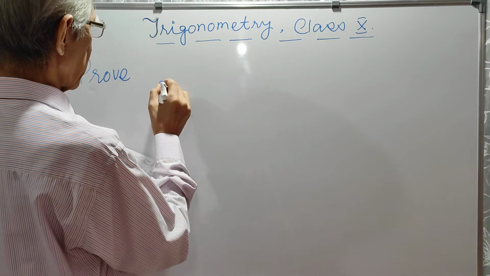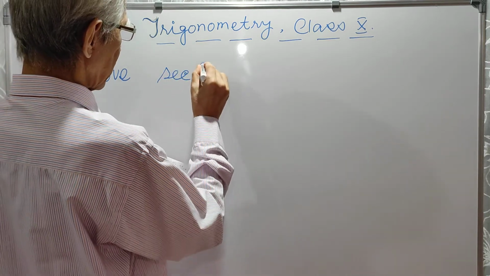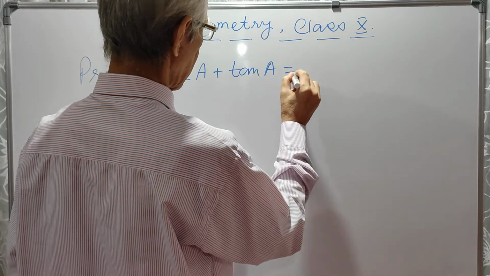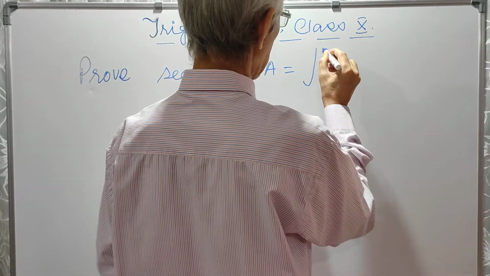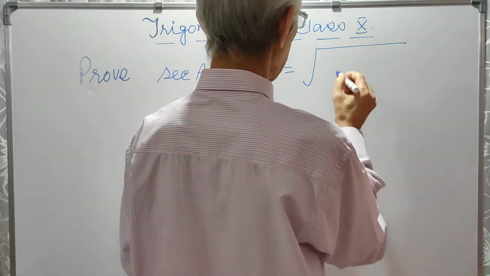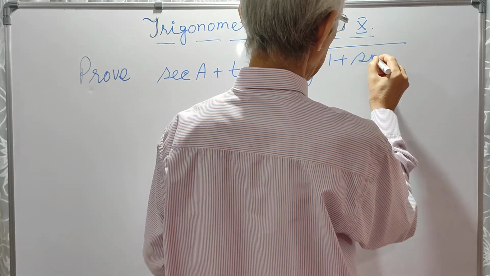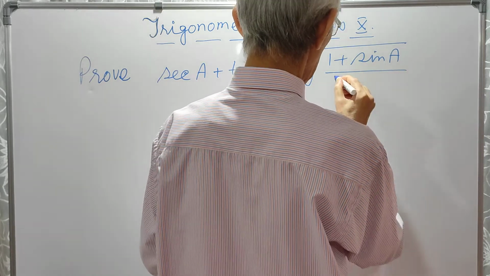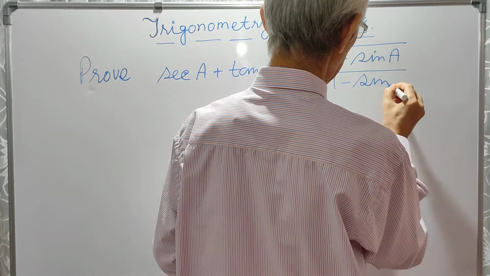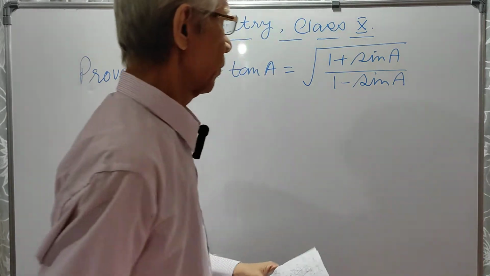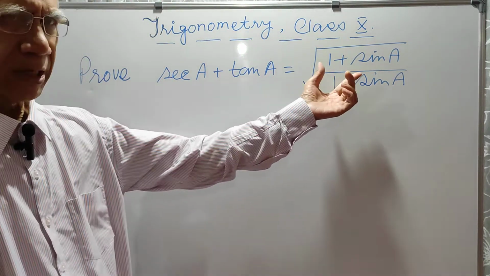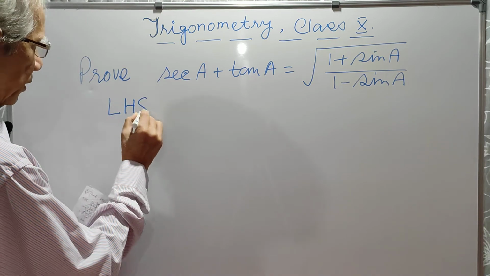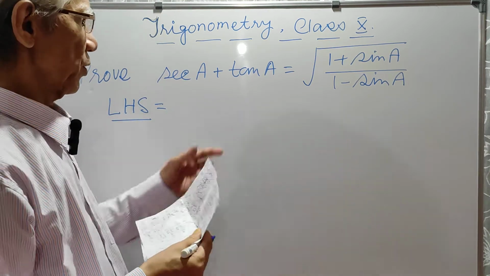Prove: sec A plus tan A equal to root over 1 plus sin A by 1 minus sin A. So this is left hand side, that is right hand side. Now we will begin from left hand side. So left hand side is equal to this.